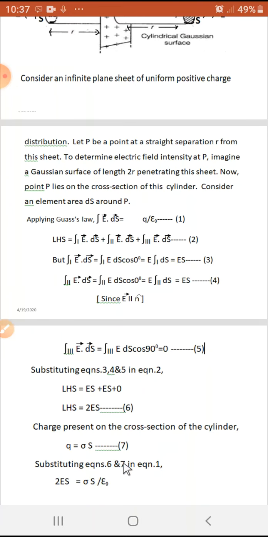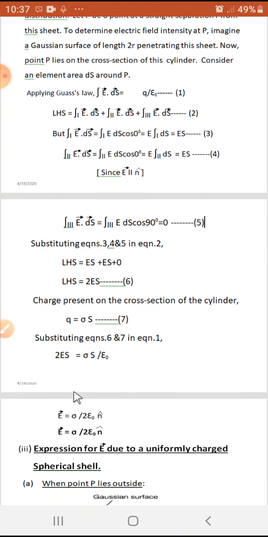Substituting equations 6 and 7 in equation 1, 2ES equals sigma S by epsilon 0. You can cancel S and S. The relation becomes E equals sigma by 2 epsilon 0, or in vector form, vector E equals sigma by 2 epsilon 0 into n cap.